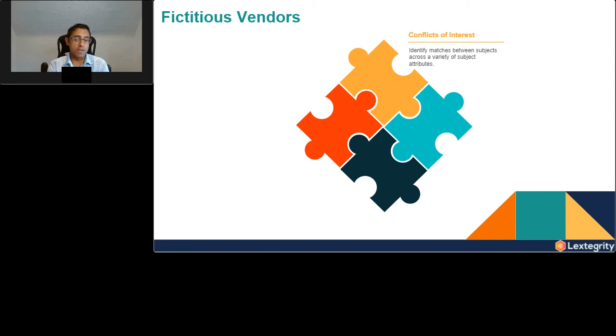So it might be a complete sham vendor. It may be a vendor that belongs to a spouse or that's colluding with the employee to generate proceeds. Or it may be a vendor that belongs to another employee in the company. So conflicts of interest check is one layer.